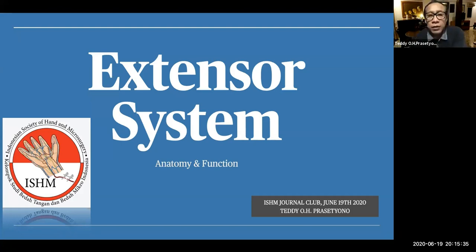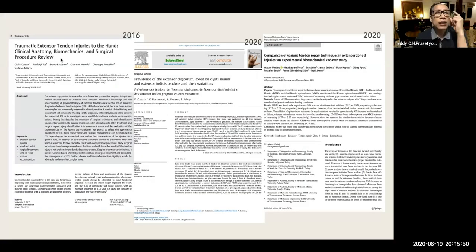In regard to the three journals that we distributed for you to read, we discuss the anatomy and also the function of the extensor tendon. You still remember? The first reading was about the biomechanics, backed up with the clinical anatomy, and some of the surgical procedures were also reviewed in this reading.